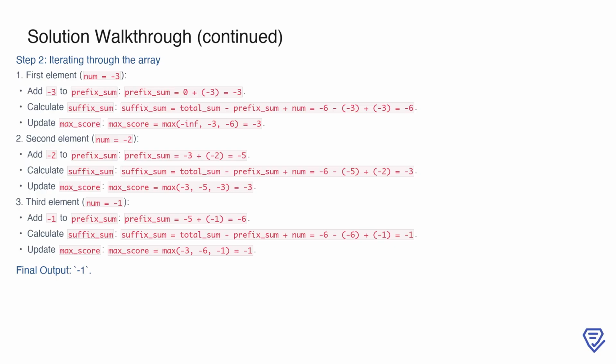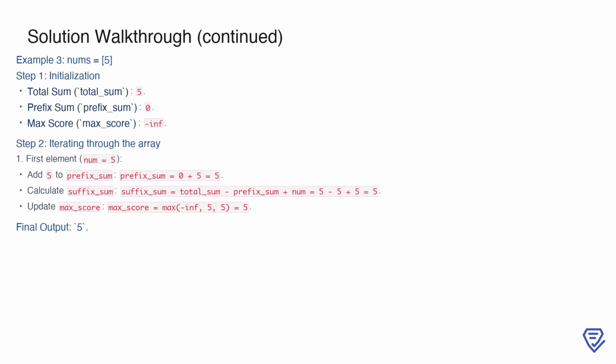With just one iteration in this case, we consider the only number, 5. Adding 5 to the prefix_sum gives us 5. The suffix_sum is calculated as total_sum minus prefix_sum plus number, which simplifies to 5 minus 5 plus 5 equals 5. Next, we compare prefix_sum, suffix_sum, and max_score. The maximum among these is 5, so we update max_score to 5. Since this is the only element in the array, the result for this example is 5.